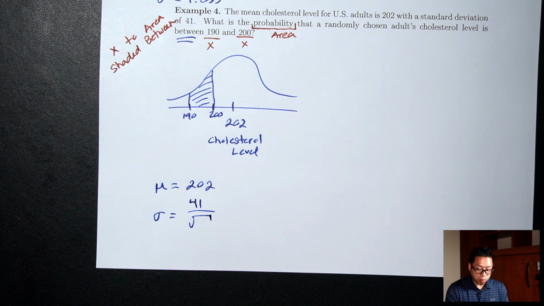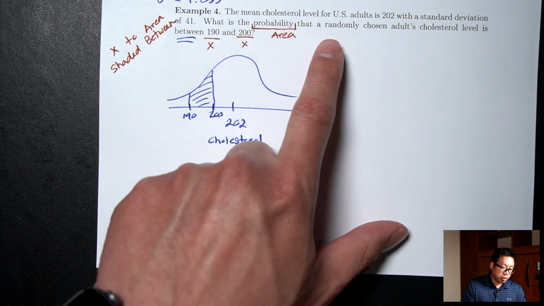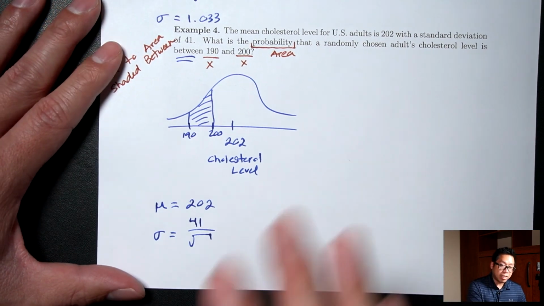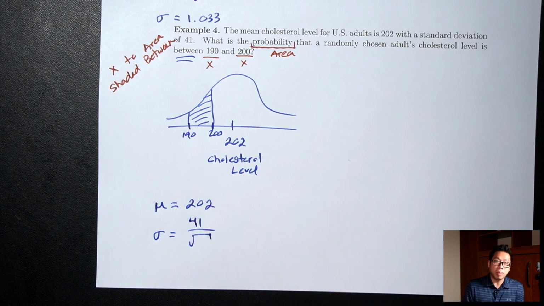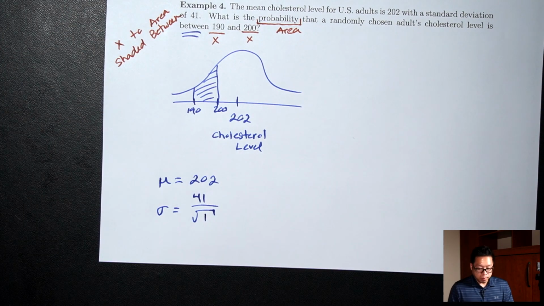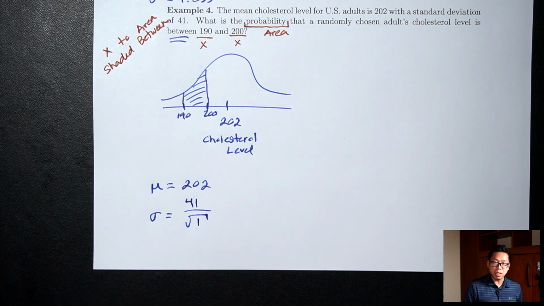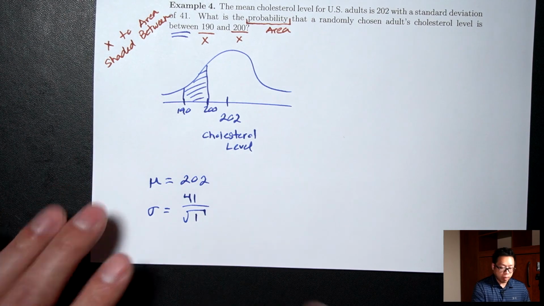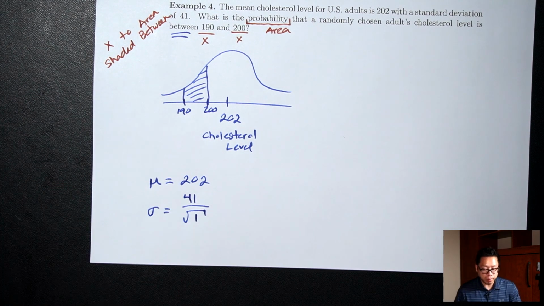So how many people are we choosing here? What's the probability that a randomly chosen adult cholesterol level is between 190 and 200? Notice that unlike the other questions, I didn't put a number here for how many people we're choosing. So if you don't see a sample size, we're going to assume that we're picking one person. That's really the only thing I wanted to point out in this example: if you don't see a sample size given, we're going to assume it's 1. So 41 divided by the square root of 1. If you do it on a calculator, you'll just get 41 again.